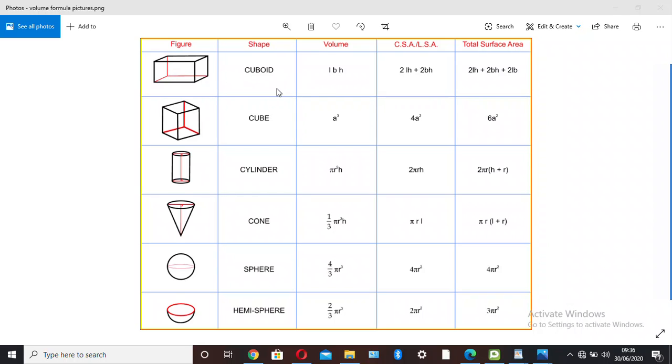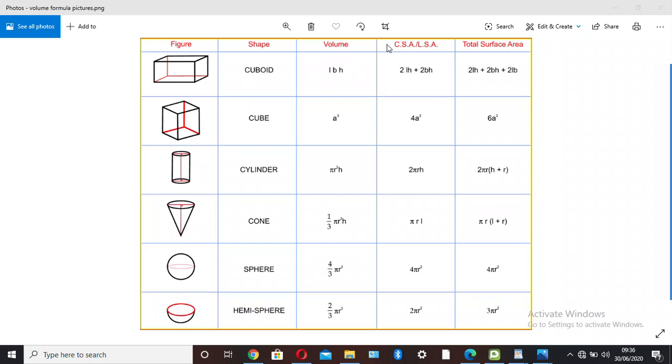The formula for finding the volume, because we are strictly looking at the volume of the solid shape this class. This column is for volume, this column is for cross-section area, that's CSA, while this is for total surface area. But we are not going to be concerned with the cross-section area and the total surface area. We just want to restrict this class to finding volumes alone. So this is the volume.